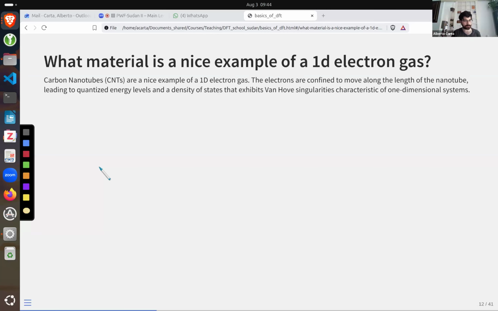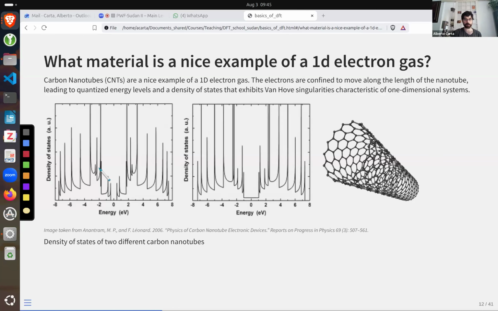Another system is nanotubes, huh? Exactly, very nice. Okay, who said this? Hello? But you've got a great example. So the example here is really carbon nanotubes. Carbon nanotubes is a system that you see here on the right.